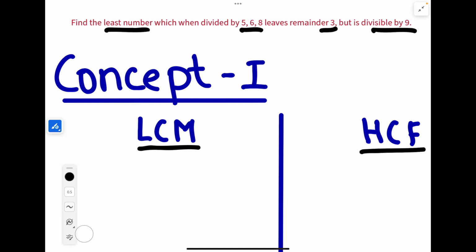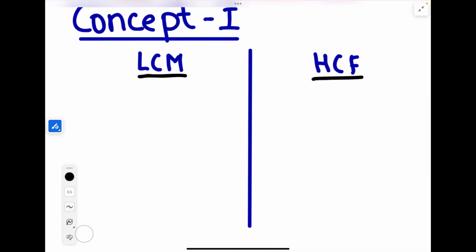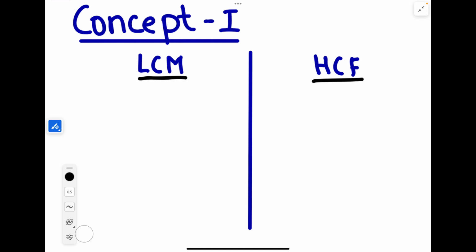Before we proceed to this sum, let us first understand the concept of LCM and HCF. How to find LCM and HCF. LCM is least common multiple. HCF is highest common factor. Since it is multiple, the number which you get will always be bigger. HCF, since it is a factor, highest common factor, the number which you get is a smaller number.